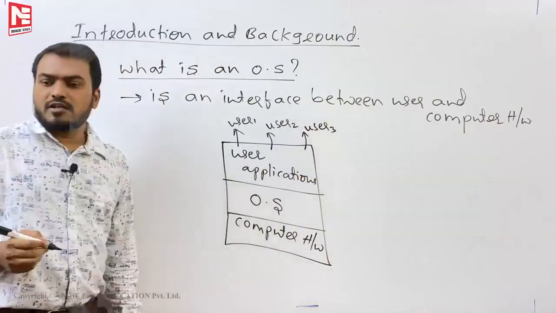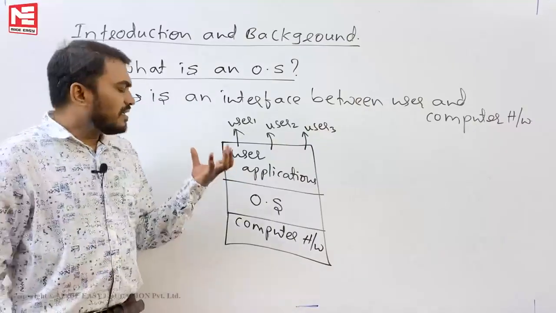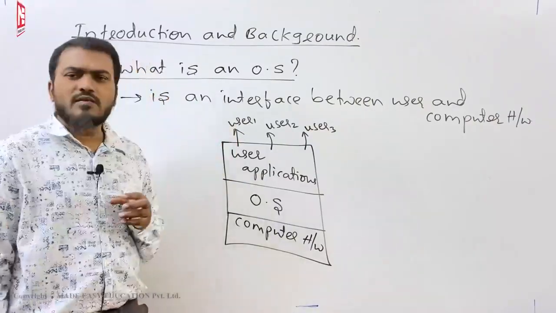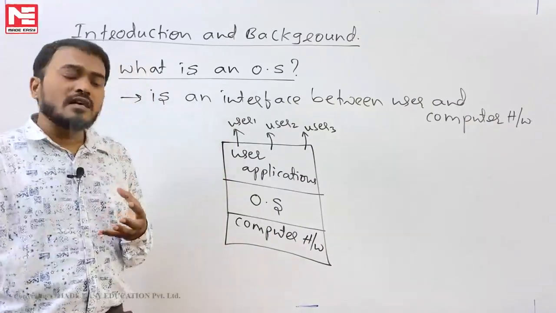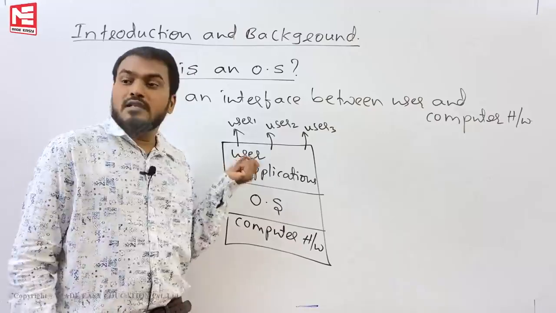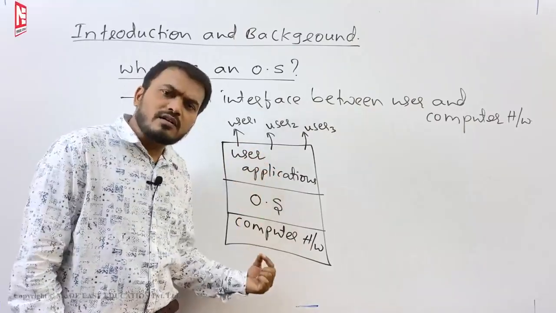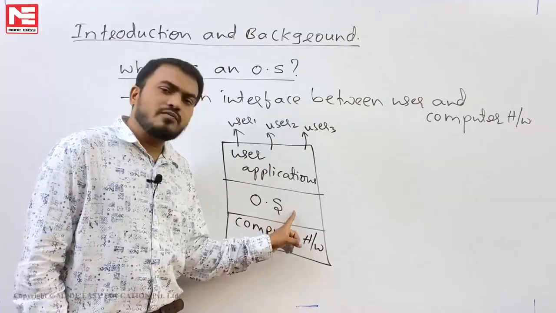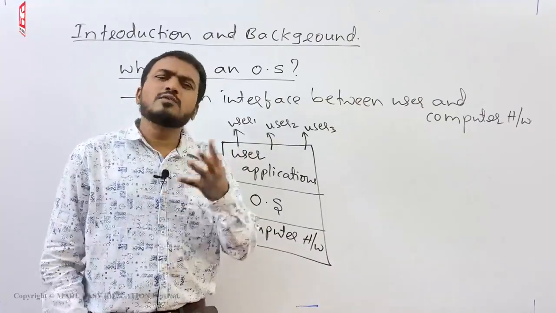Understand the definition properly. Copy this. So operating system is the interface between the user and computer hardware. User in the sense what? User application. It means any user application that wants to interact with the computer hardware will make use of the operating system in between.